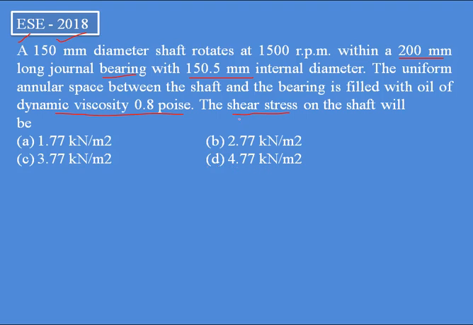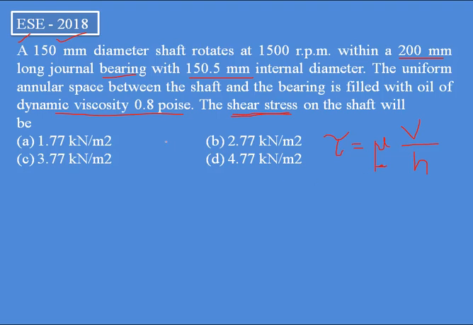And here the first thing we have to see from the problem is what to find. Here he is asking to find the shear stress, and we know the formula of shear stress in properties of fluids from Newton's law of viscosity, which is tau equals mu into V by h. Okay, now what is mu?